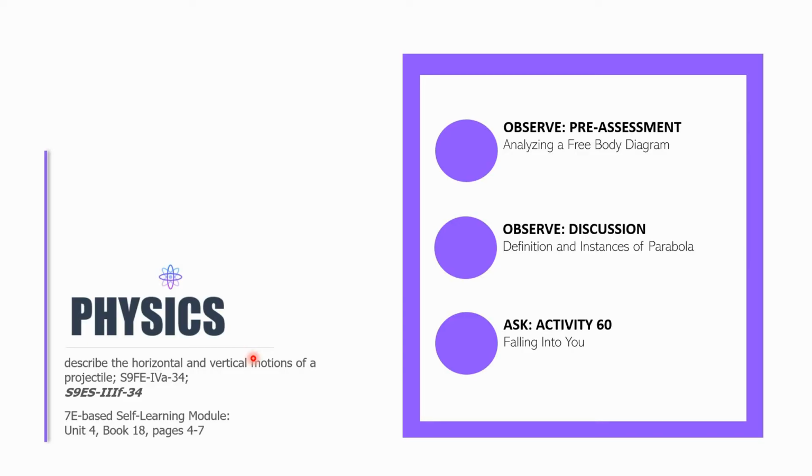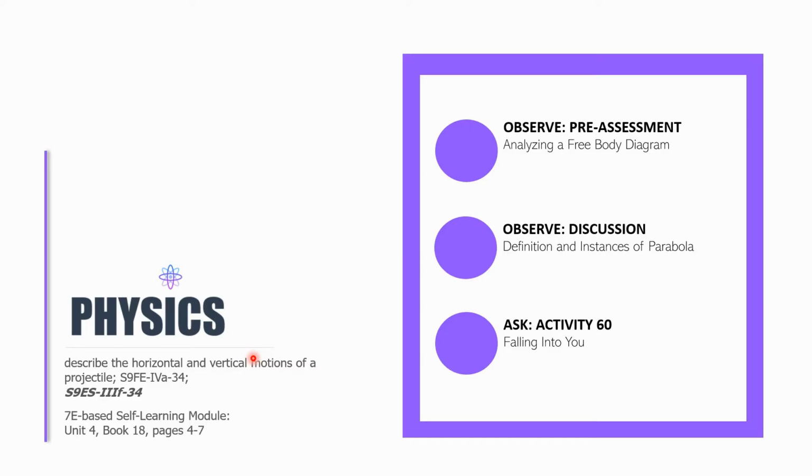In this episode, which is the second episode, we have the following parts. The first part is Observe, Pre-Assessment, which is about analyzing a free body diagram. It is followed by a discussion under the Observe section as well, which is going to be about the definition and instances of a parabola. And then the last part is an activity, Activity number 60 under the Ask section, which is entitled Falling into You.